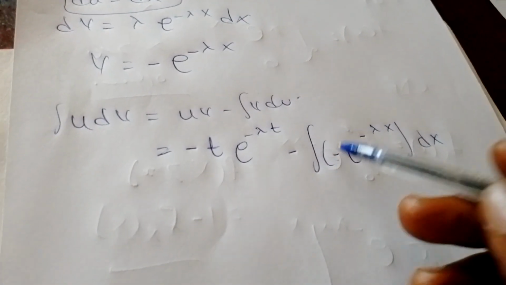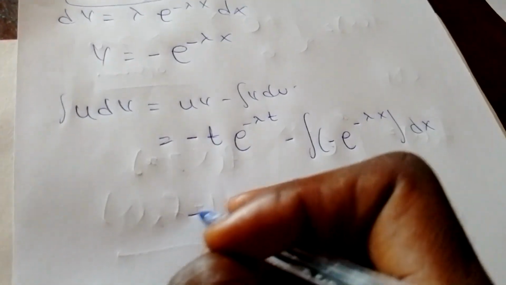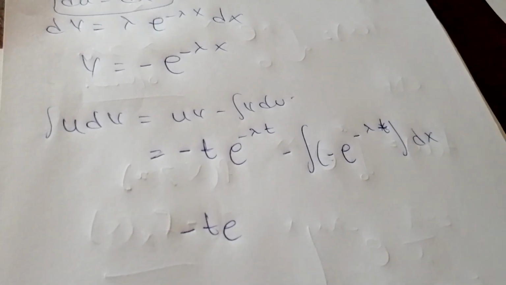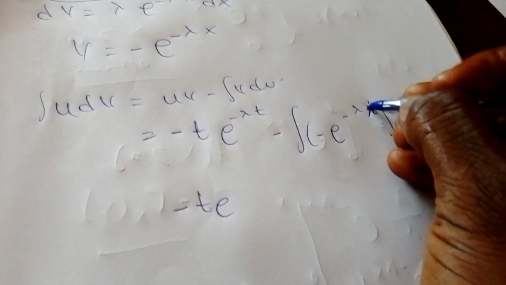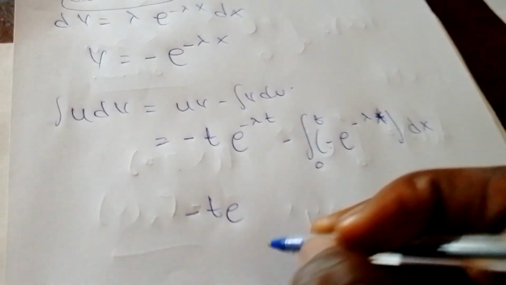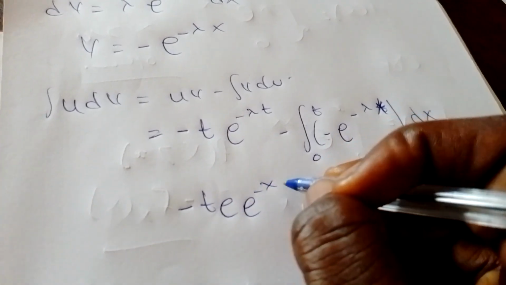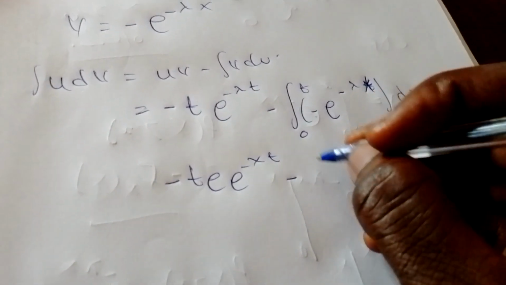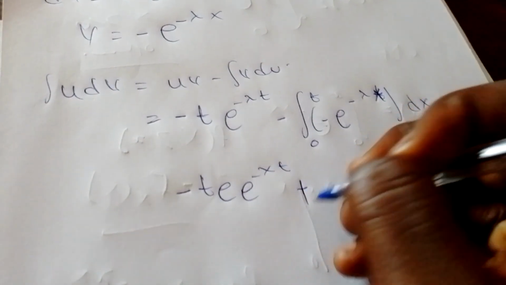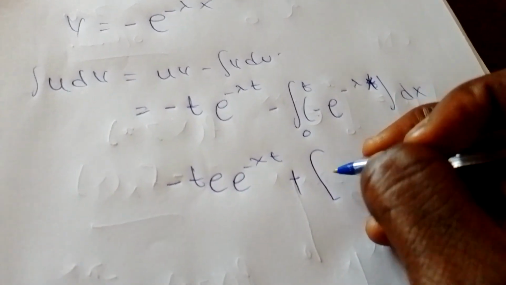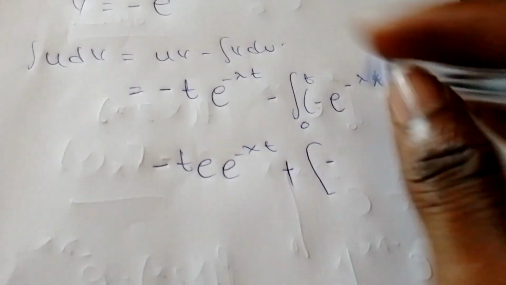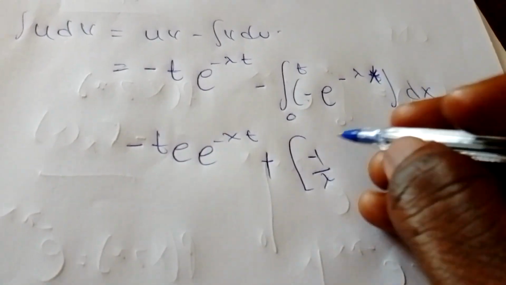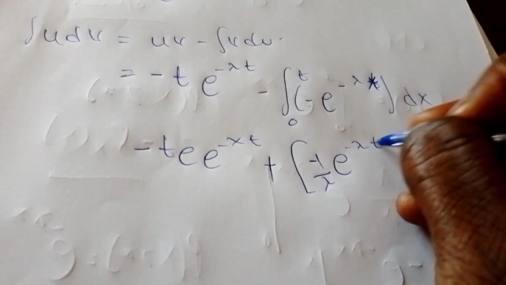Now this negative, you can just bring it out, and then nothing would happen. And you have negative t e power negative lambda t minus. Now this one we will have to integrate again. So I will just decide to bring this one out so that that goes off first. Then we have negative 1 on lambda, and then e power negative lambda t.